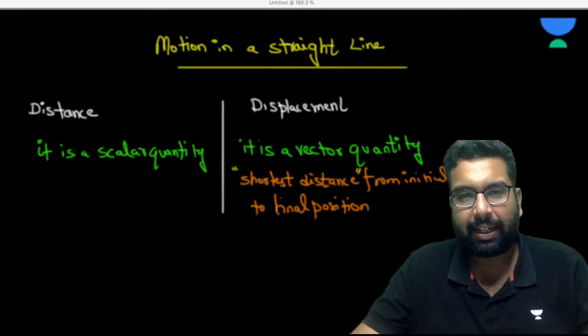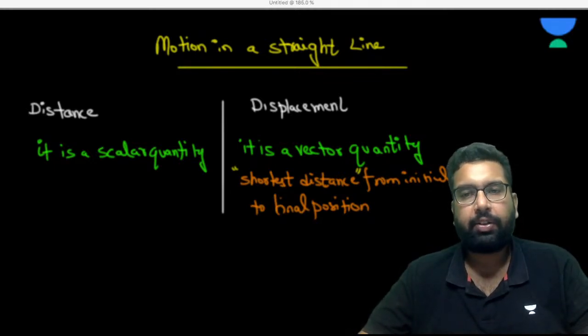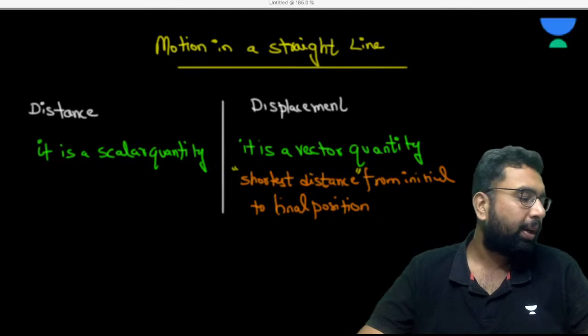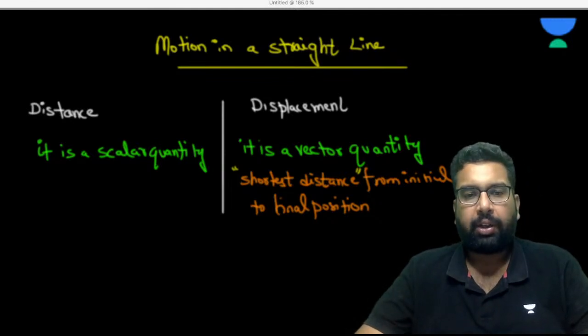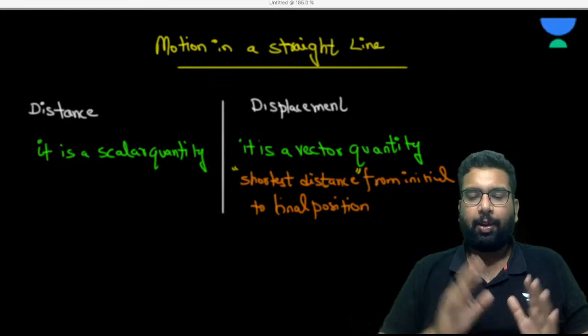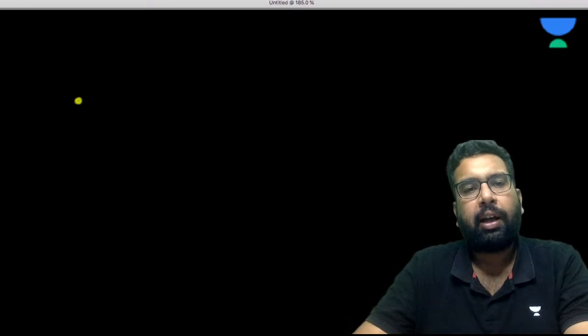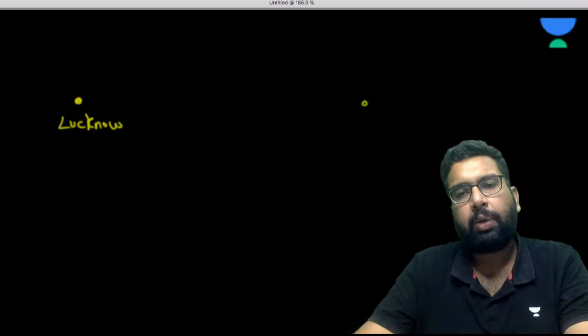Now please understand this. What I was saying is that displacement is the shortest distance from the initial to the final position. Are you getting my point? Someone has started some journey. Now, very simple, we all know it. Let's suppose you are in Lucknow, and you want to go to Delhi.